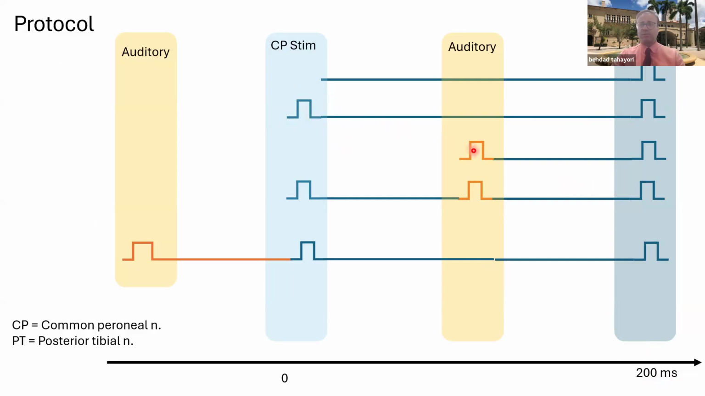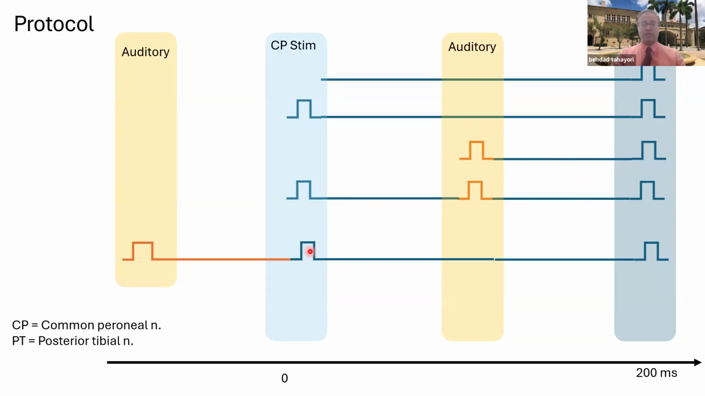Then our next protocol was to facilitate or condition H-reflex by a preceding auditory stimulation. And then we did 2 different things. We facilitated the H-reflex by auditory stimulation, but prior to that, we conditioned the H-reflex by common peroneal nerve stimulation.